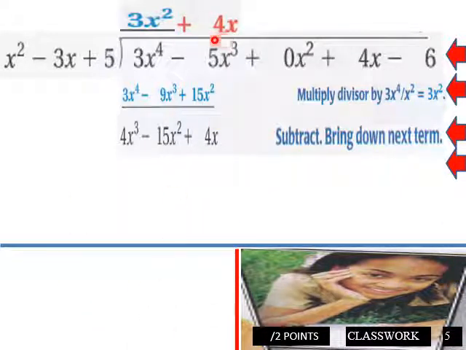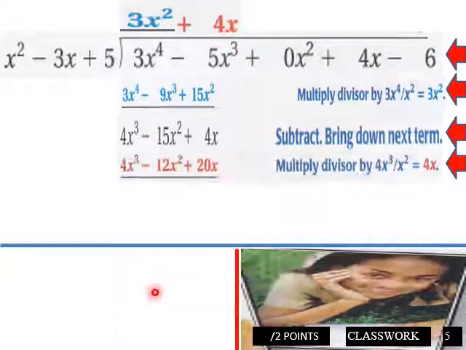So then our 4x will go into 4x cubed. What times x squared? When we divide x squared into 4x cubed, what do we have? We have 4x. So now we multiply 4x times our divisor here. This is a part of our quotient. And we get this. 4x times x squared is 4x cubed. Then 4x times negative 3x is negative 12x squared.